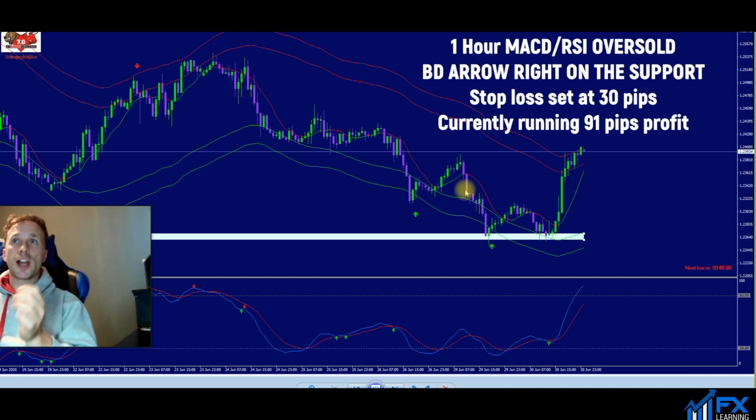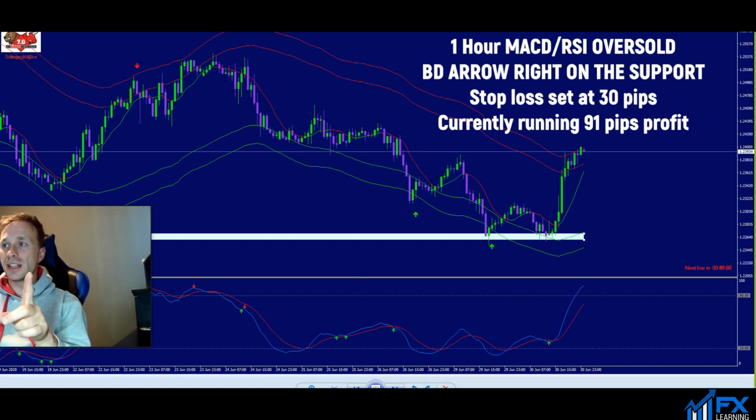BD arrow right on the support line, stop loss 30 pips, currently running 91 pips in profit. Now this was yesterday, as you can see, the 30th of June at 11 o'clock. Okay, it was actually 10 o'clock. MT4 for me is 1 hour ahead. So this was 10 o'clock yesterday evening.